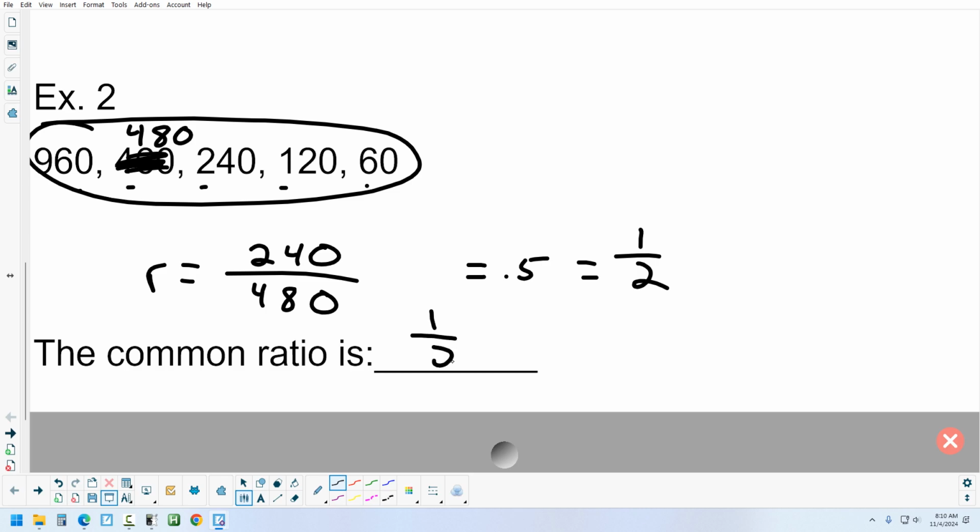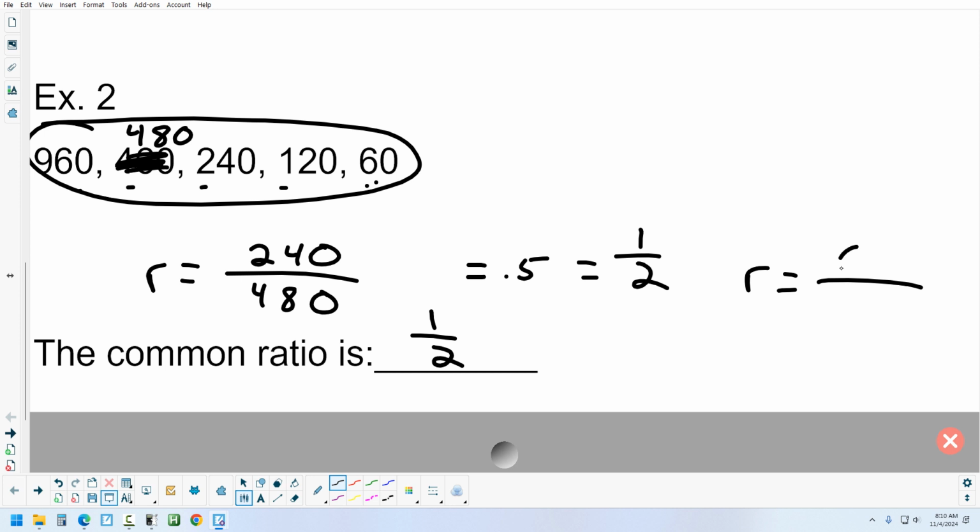Okay, that's your common ratio. Since we had a little uncertainty with that one, let's check it with a different pair. Can somebody give me two other numbers I could divide from that sequence, just to make sure that it still comes out as a half? Yep? 60 and 20.